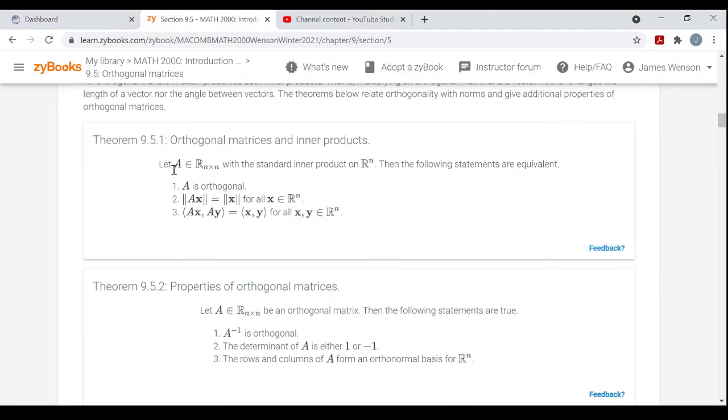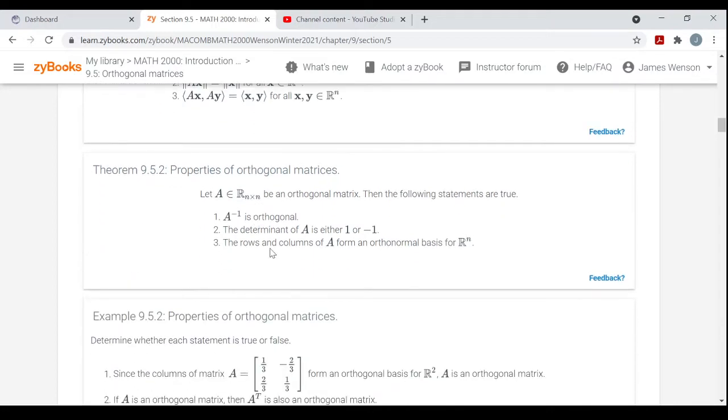in this area. So suppose A is an n by n matrix, with the standard inner product on Rn, the dot product. Then the following statements are equivalent. So that means if any one of these is true, they're all true, and if any one of these is false, they're all false. So if A is orthogonal, then the norm of A times a vector x will be equal to the norm of x. Multiplying a vector by an orthogonal matrix doesn't change its length or its norm. And the inner product of Ax and Ay would be just the same as the inner product of x and y. Again, multiplying vectors by orthogonal matrices doesn't change their inner product. Therefore, it wouldn't change the angle between them.